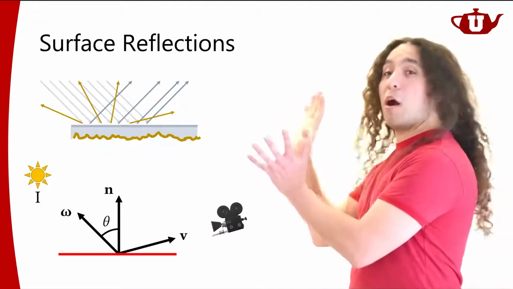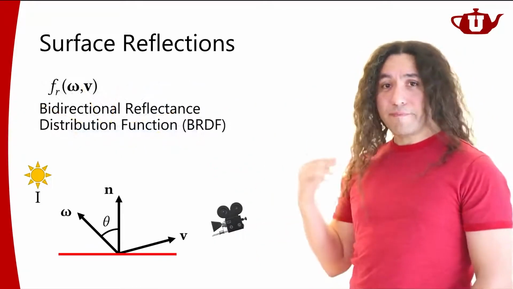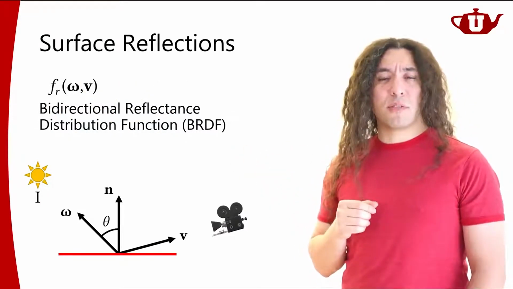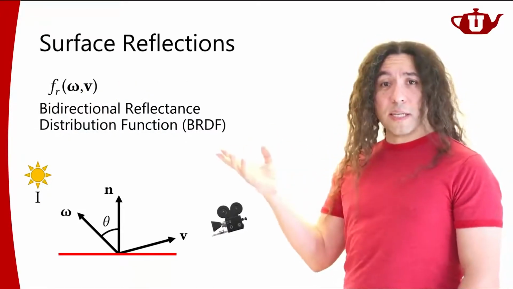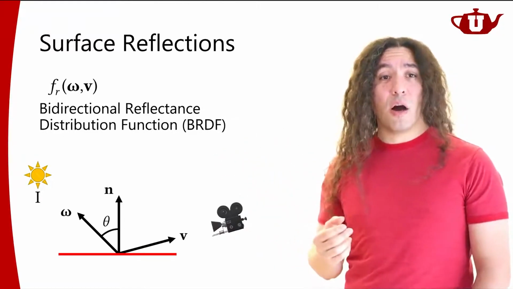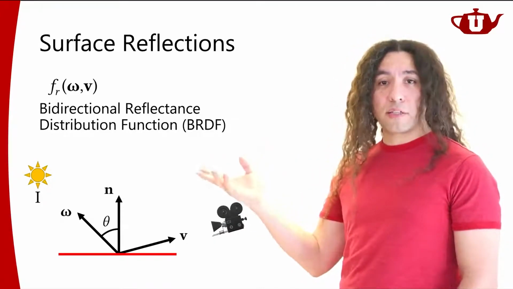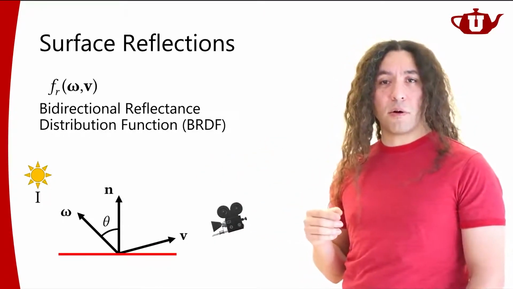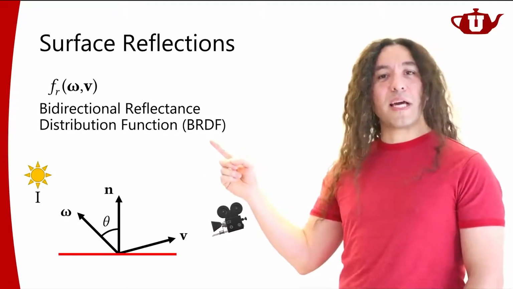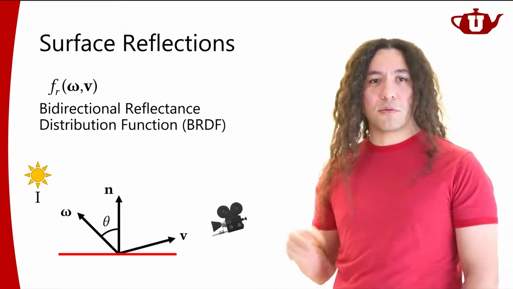So I'm going to replace all this complexity with this one function. This function that we call the bidirectional reflectance distribution function. So this function is going to give us the statistical distribution of how light bounces off of this surface. Again, bidirectional reflectance distribution function, or BRDF. So you'll hear this phrase BRDF a lot from people talking about rendering, because it's really, really essential to what we do in rendering.